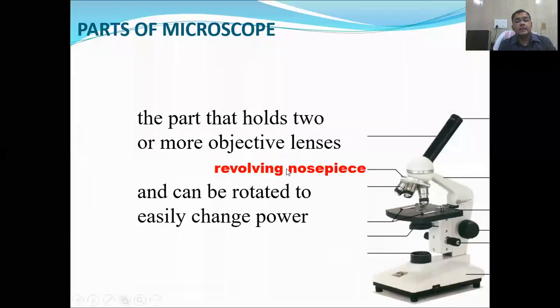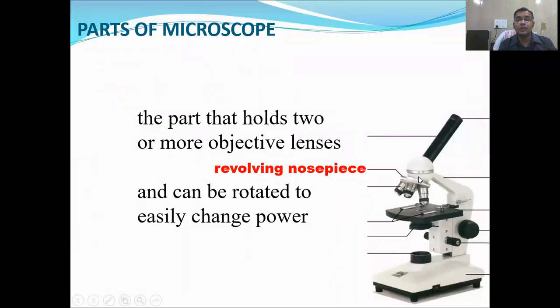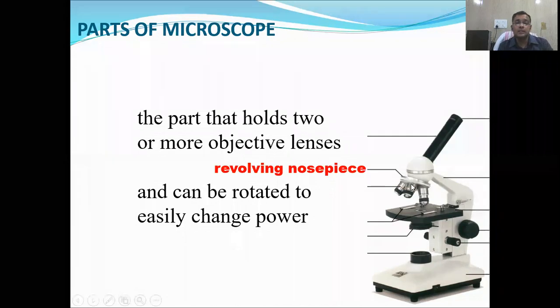Then next is the revolving nose piece. This ring-like structure below the tube and above the objective lens is known as the revolving nose piece. It revolves in a rotational fashion, and it has different holes to harbor various types of objective lenses.